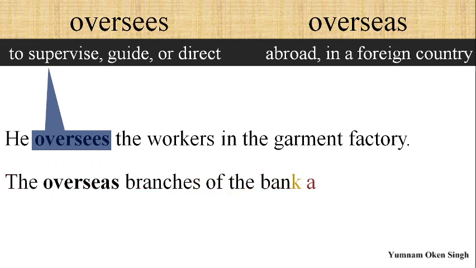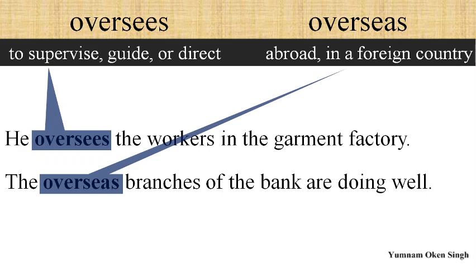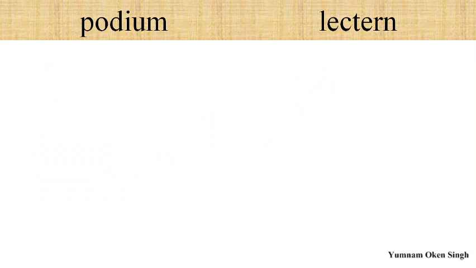Second one, the overseas branches of the bank are doing well. Here overseas, it means foreign, so overseas branches mean foreign branches. Only the spelling is different, even though the pronunciation is the same.